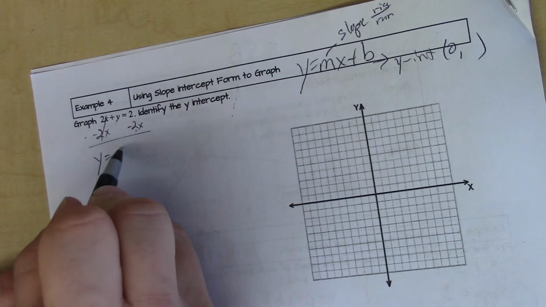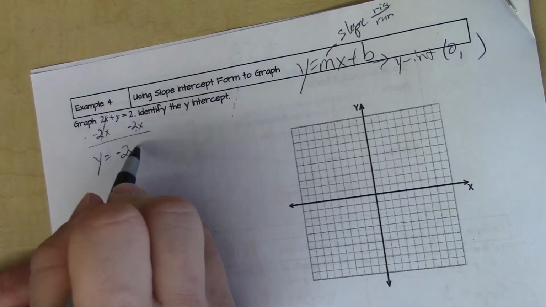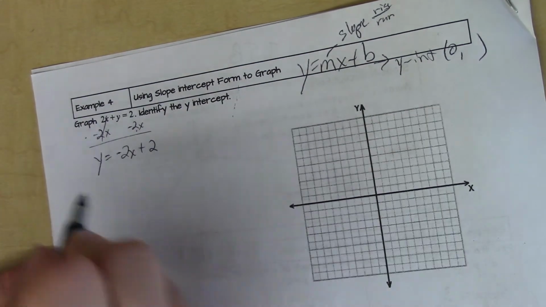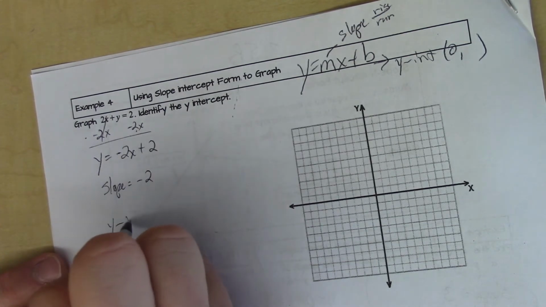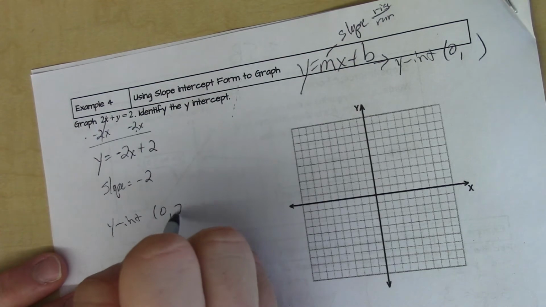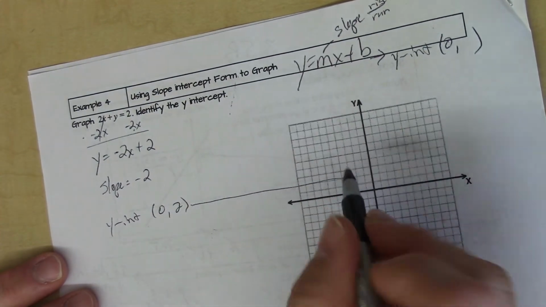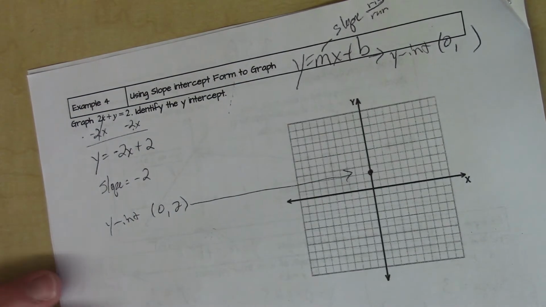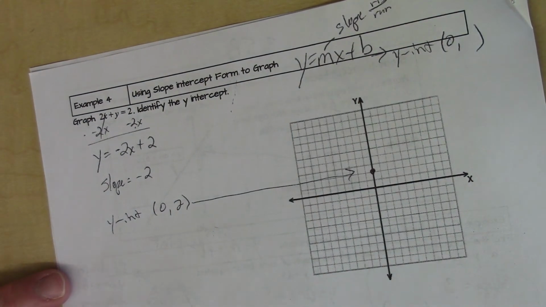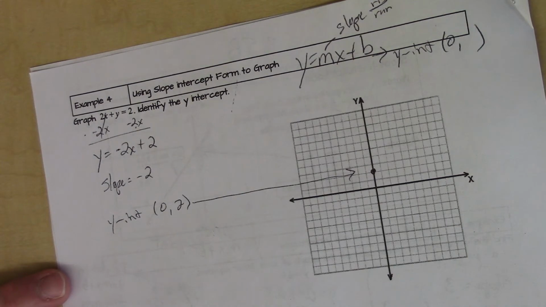So mx is negative 2x. That's a positive 2, so plus 2. Now I know my slope is negative 2, and my y-intercept is 0, comma 2. And so that is always where we start, right here at 0, comma 2, on the y-axis when you're graphing these. Then you use your slope, and your slope is negative 2.